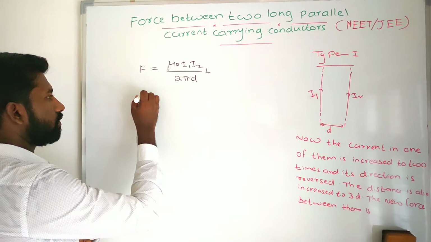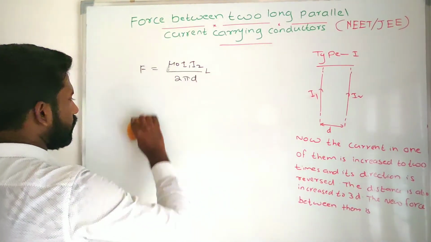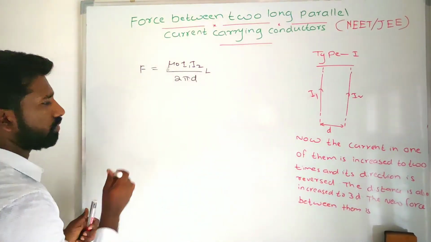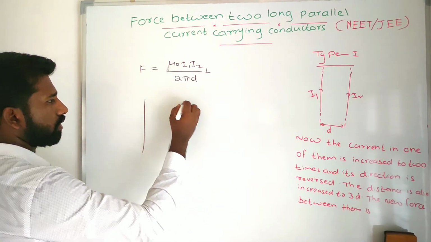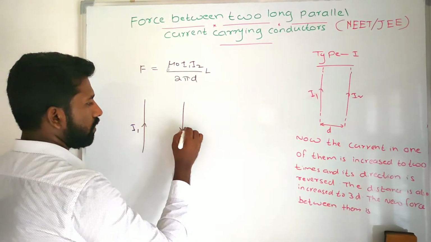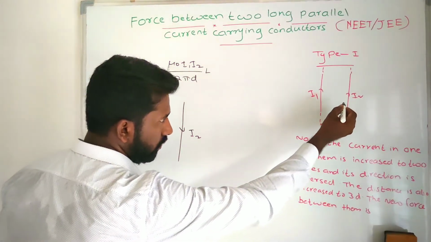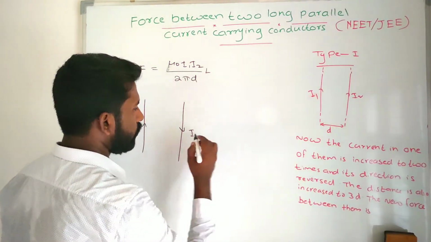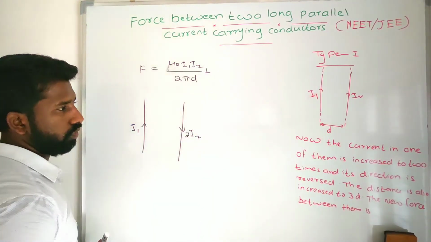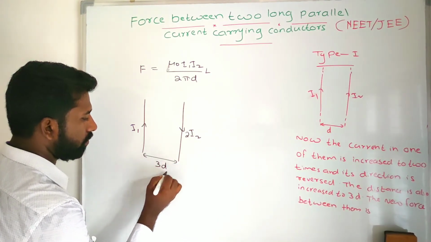The current in one of the conductors is reversed. So that means you see this: this is the one conductor, this is another. I1 is in this direction, and I am reversing this one, I2. Initially, what value? That is 2 times, that is 2I2, and the distance between them is increased 3 times, 3d.